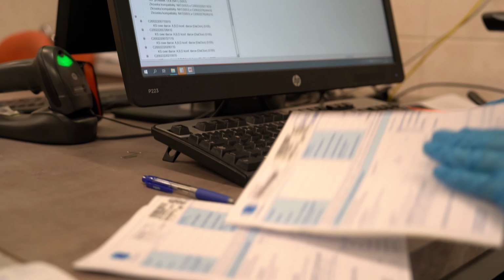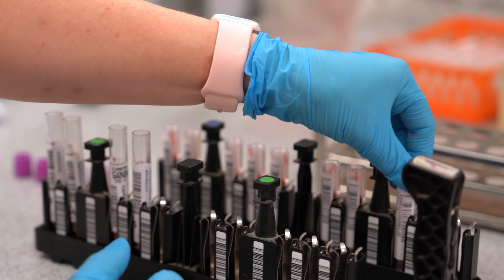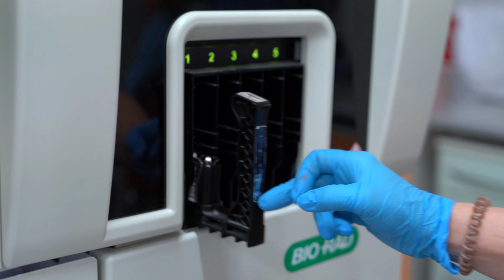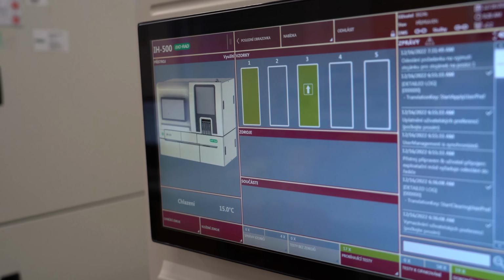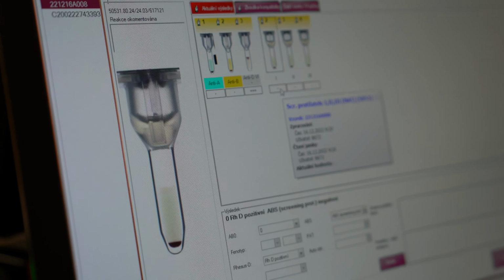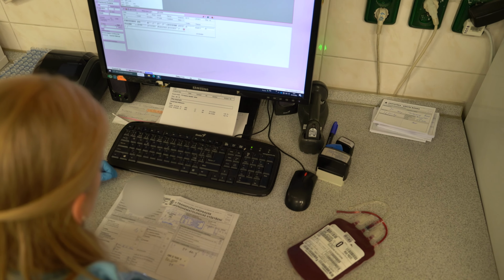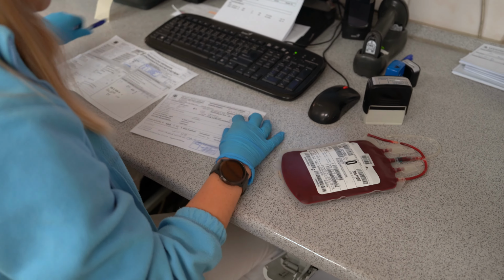Samples are analyzed in an automated analyzer, which reads and confirms the test results. Pre-transfusion tests include determining the patient's blood group, verifying the blood group of the transfusion product, screening for irregular anti-erythrocyte antibodies, compatibility testing, and finally, compatible blood products with the test results are prepared for dispatch from the blood bank.